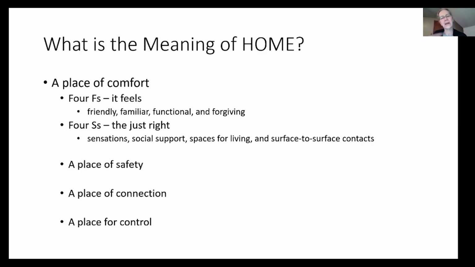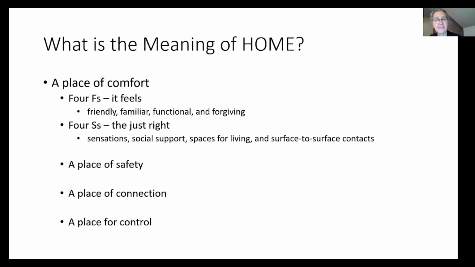So in this case, of the 4 F's and the 4 S's, what's making me not feel at home in this moment? What do you think? Social support. Social support. And the caregiver.